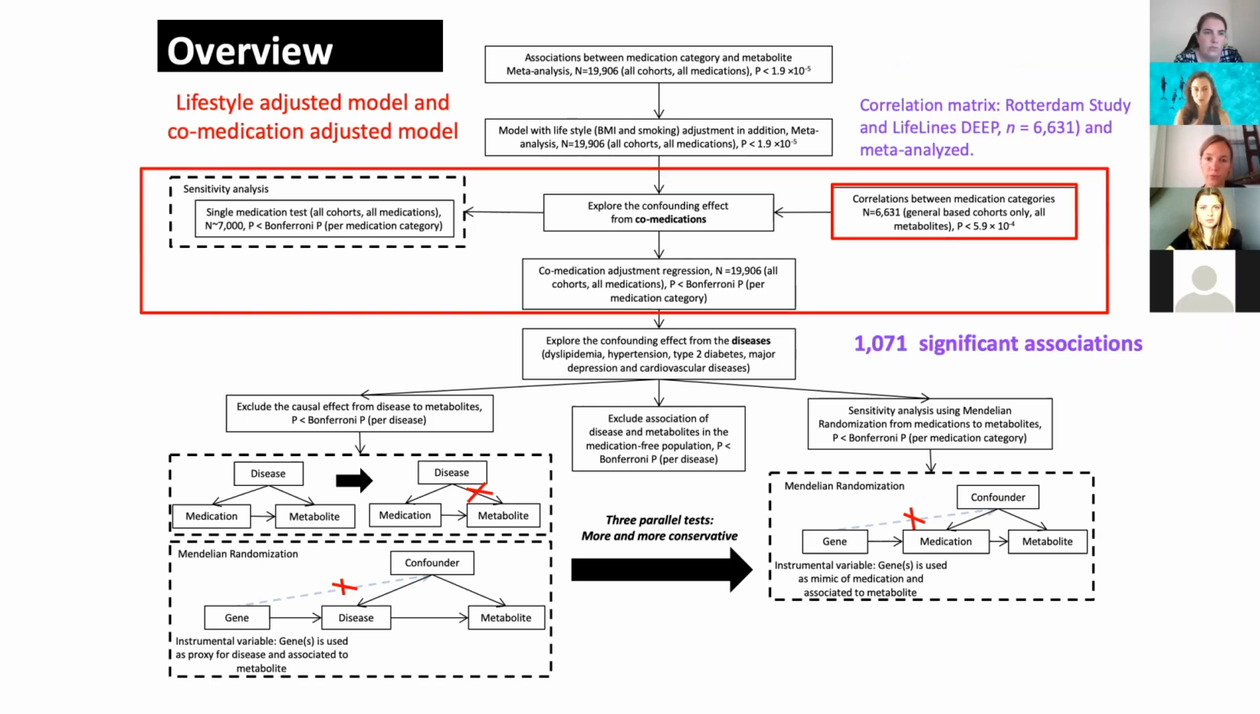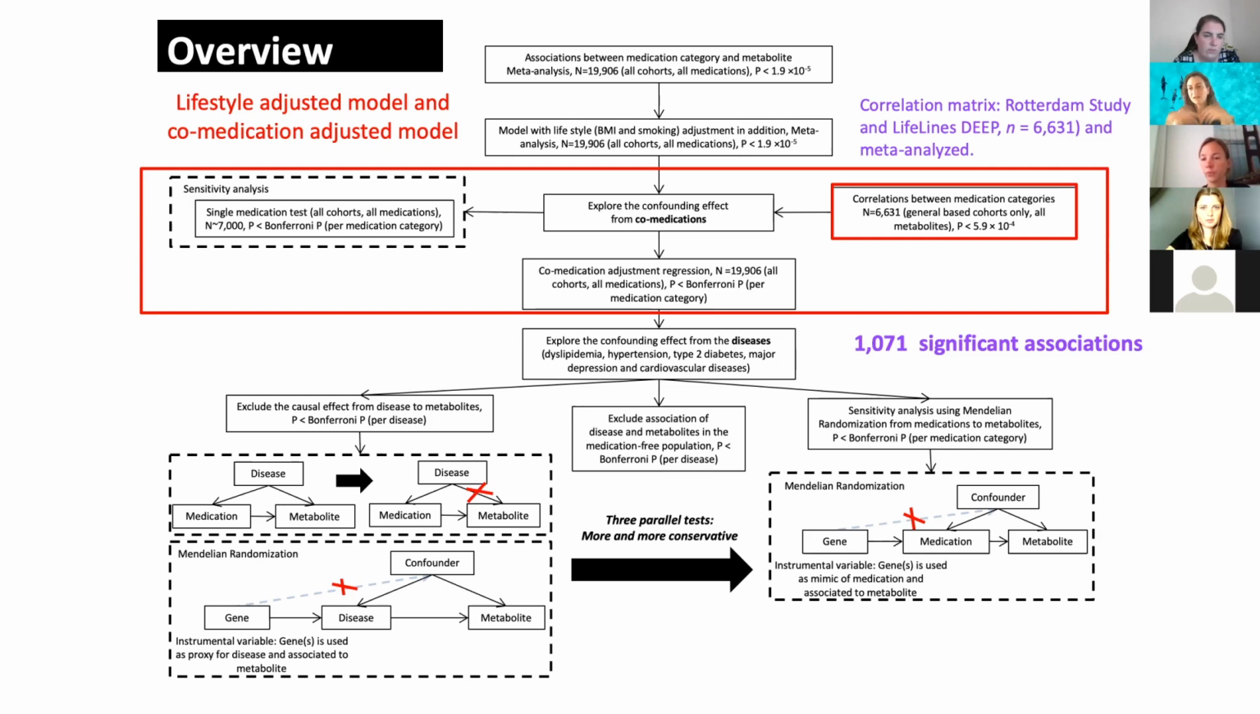What we first did is we looked at a subset of 7,000 people from all cohorts. These people were using only one medication. So we used it as a sensitivity analysis. And in parallel, we looked at the correlation between all medication categories, and we identified the medications that were prescribed together, and these medications were included as covariates in the respective models. And then we still had 1,000 significant associations.